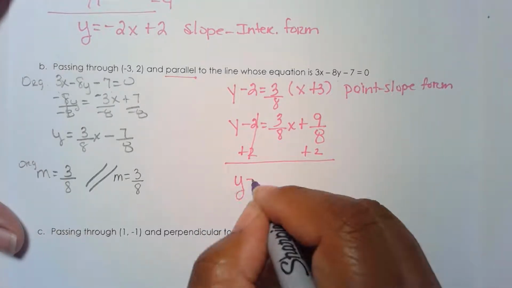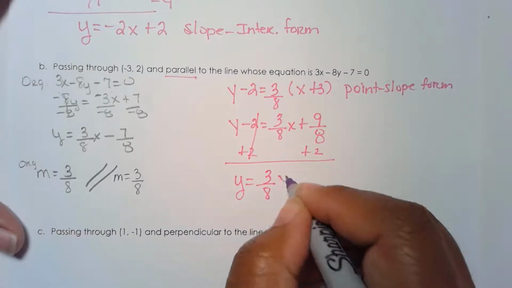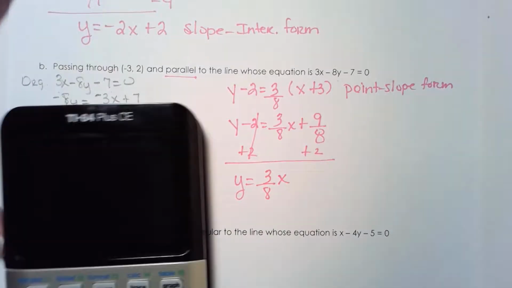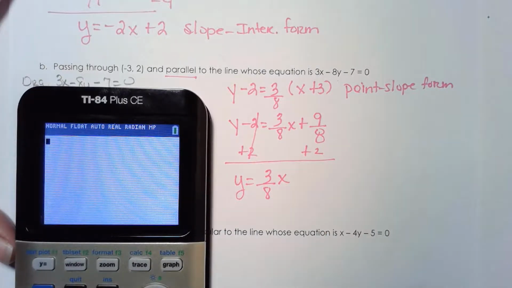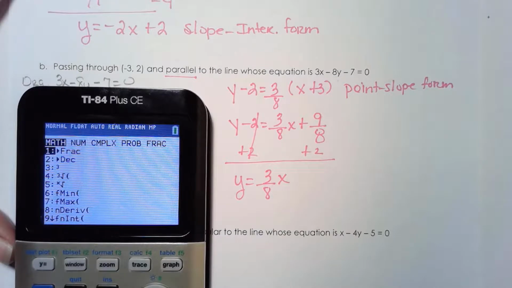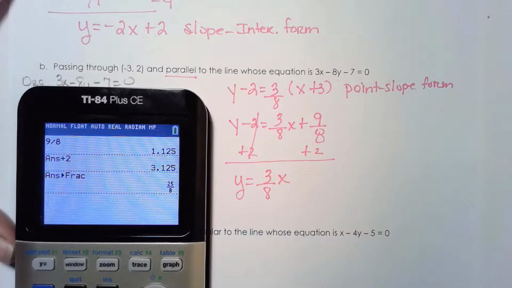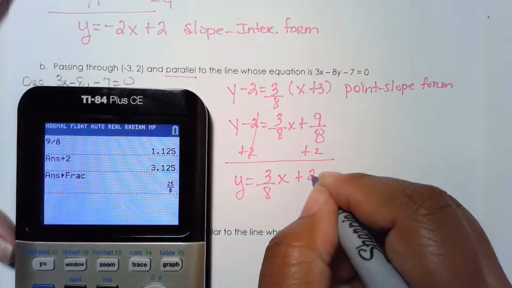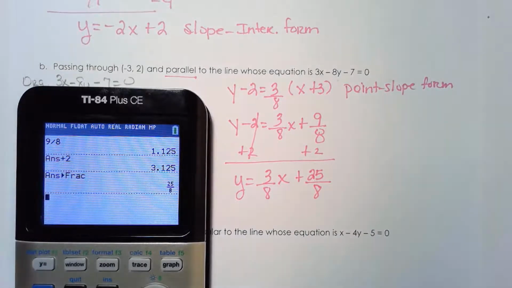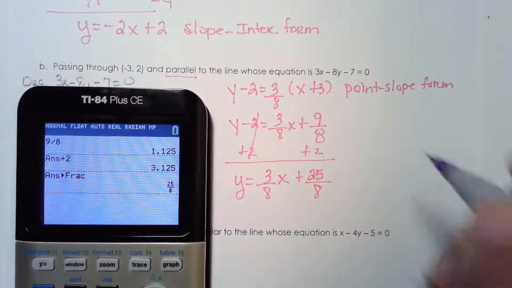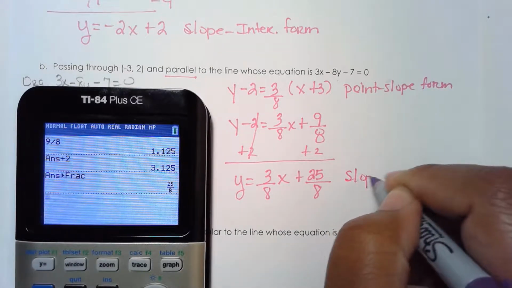And we have y is equal to 3/8x. Let's work out this example here. We have 9 divided by 8 plus 2. And then I'm going to use my math feature to convert this decimal to a fraction. And this would be 25/8. So that is our equation in slope intercept form.